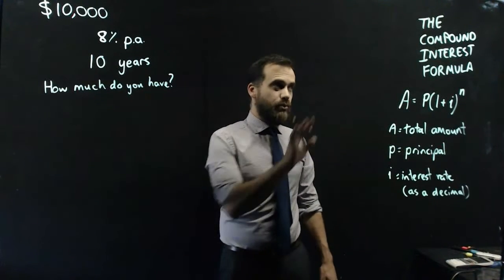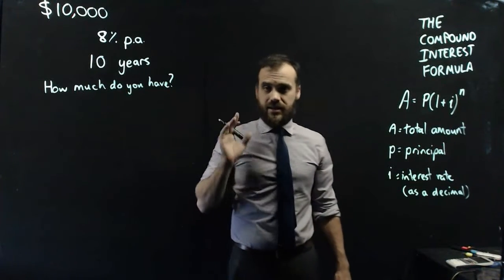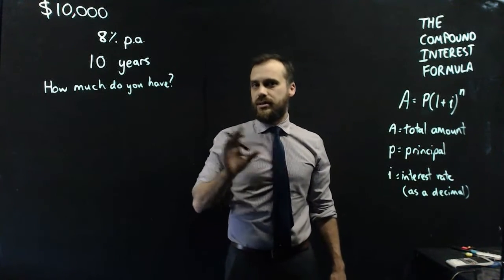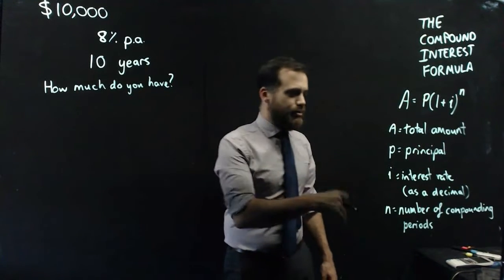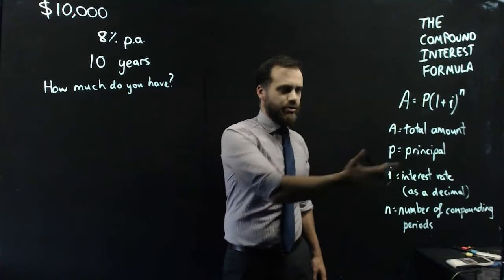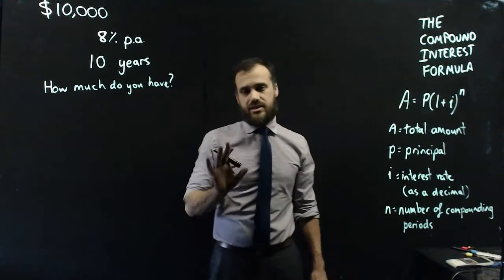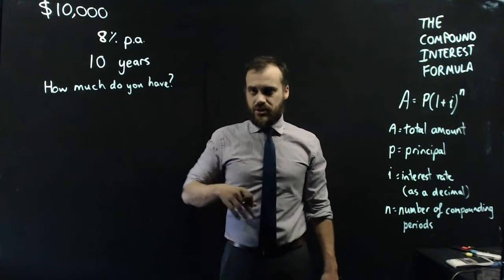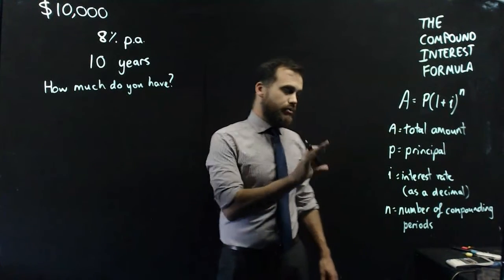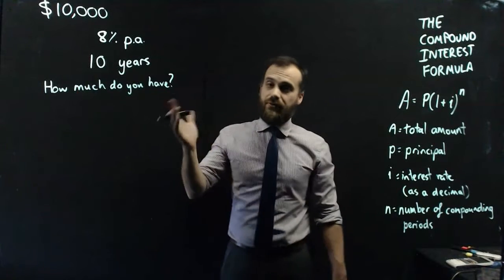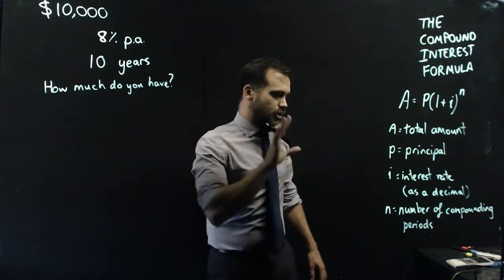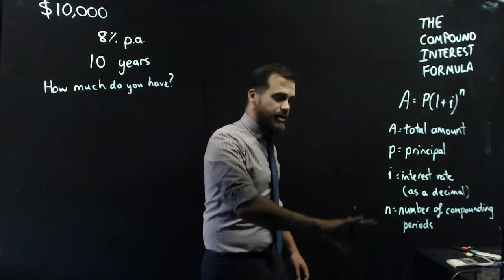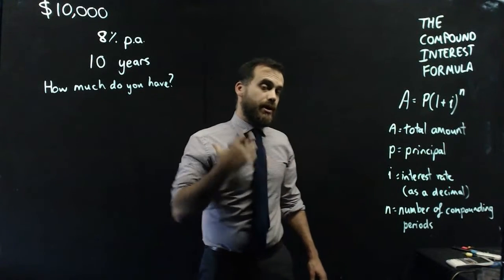And finally, we have N. And N is the number of compounding periods. Now, you might be thinking to yourself, wait, I think it's the number of years. Why are you saying number of compounding periods when it would be easier to say years? That's because in a future video, we're going to realize that compounding periods don't have to be years. Maybe they could be months or weeks or days. So we need to be very specific here. N is our number of compounding periods.